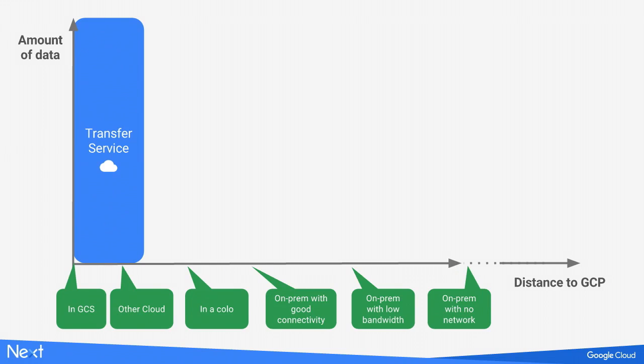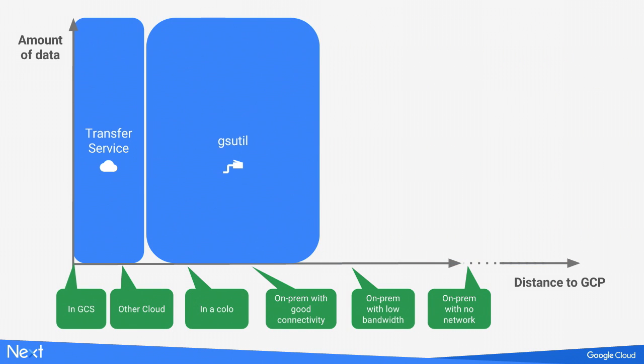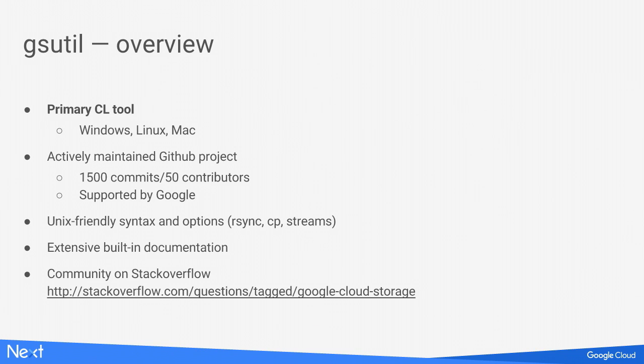So what if your data is in a colo or in your own data center, but with good network connectivity? For that, we have a tool called gsutil. It's all lowercase. So gsutil is our primary command line tool, right? It runs on Windows, Linux, Mac. It can run on a GCE instance. You could even run it on an EC2 instance if you like.